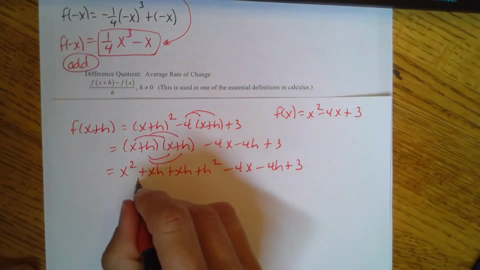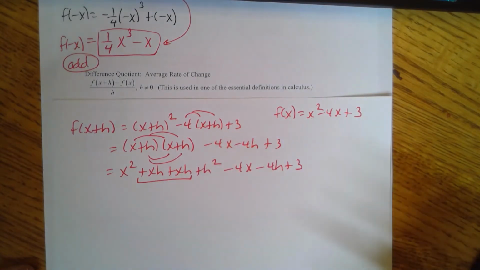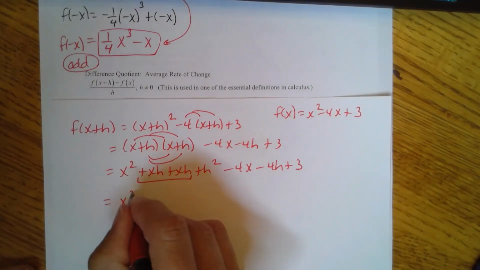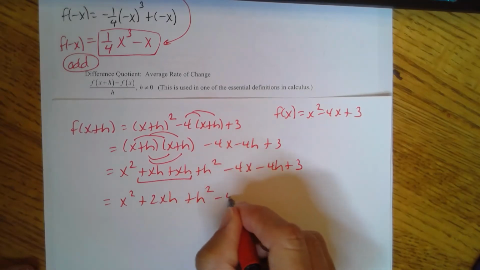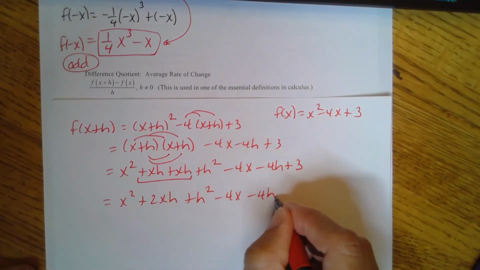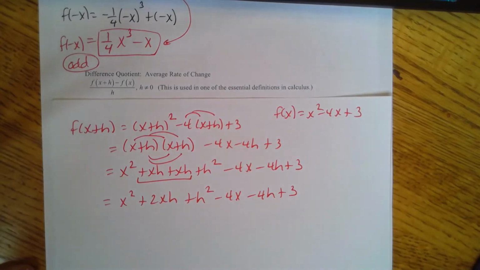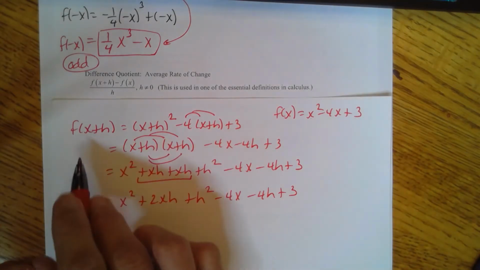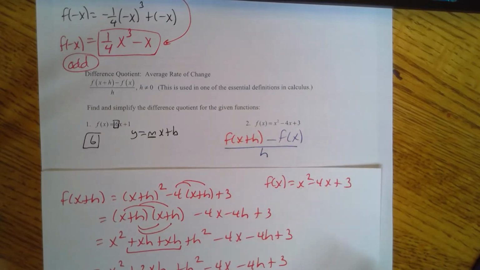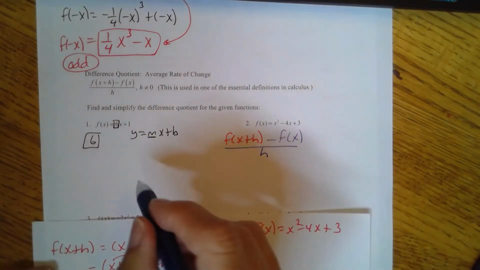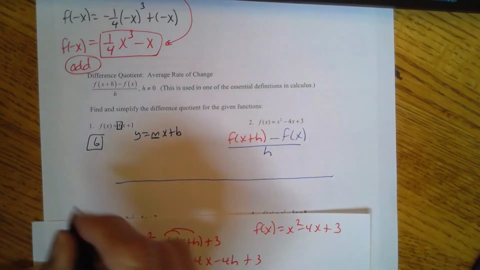Now looking at that, the only like terms we have right now are the xh's. So putting those together, we get a 2xh. Then we have plus h squared minus 4x minus 4h plus 3. So all I've done is found f of x plus h. So in my first part, that is just the red part. So we're going to have a really long line, and this is what it's going to equal.